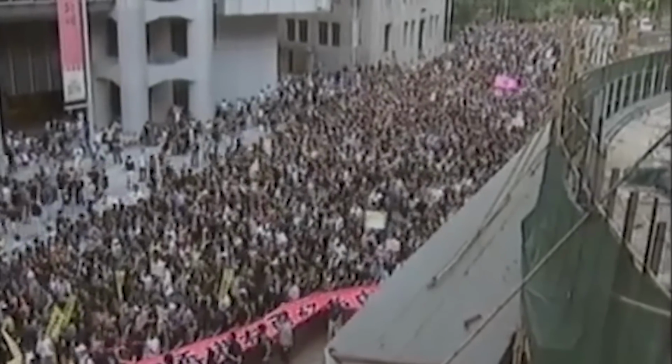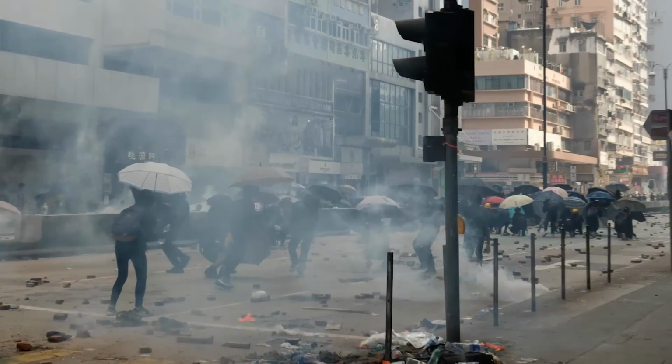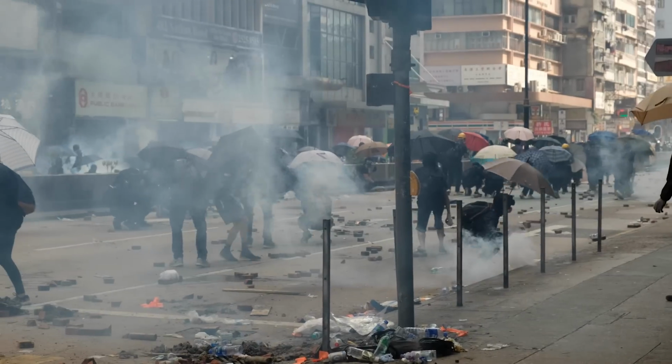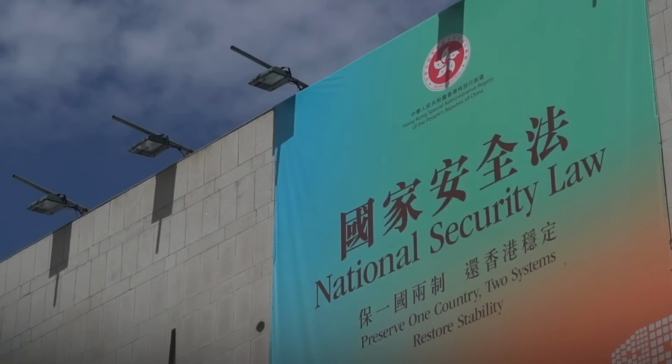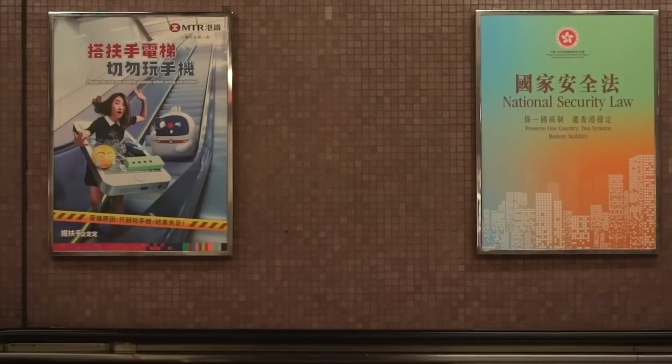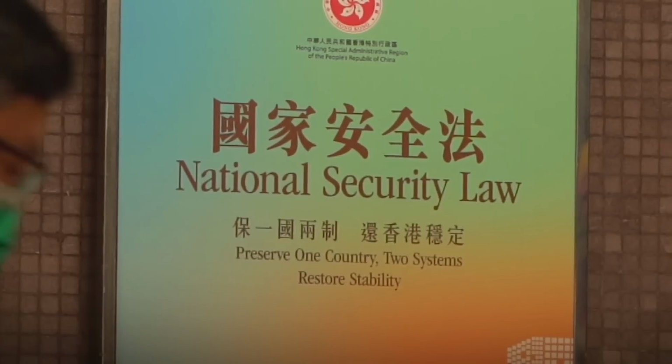Over time, Beijing's increasing influence and limited democratic reforms led to mass protests, including the Umbrella Movement in 2014, demanding universal suffrage, and more recent protests against a proposed extradition bill, which evolved into broader pro-democracy demonstrations. Beijing imposed the national security law in 2020, restricting dissent and consolidating its control over Hong Kong.